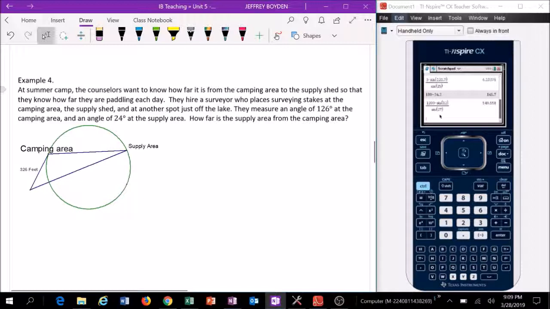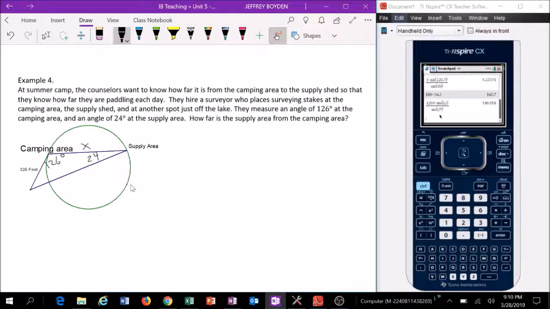They measure an angle of 126 degrees at the camping area. I think I'll label that in here. 126 degrees at the camping area. And an angle of 24 degrees at the supply area. So there's an angle of 24 degrees. How far is the supply area from the camping area? All right, pause the video and try it. Hit play when you're ready.